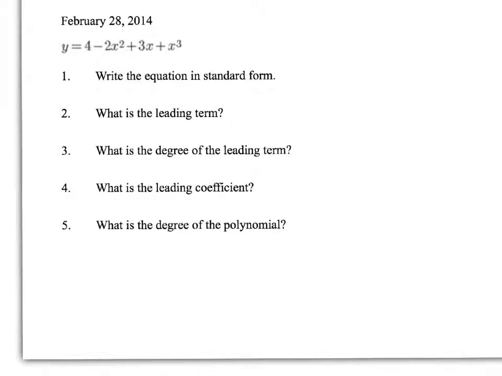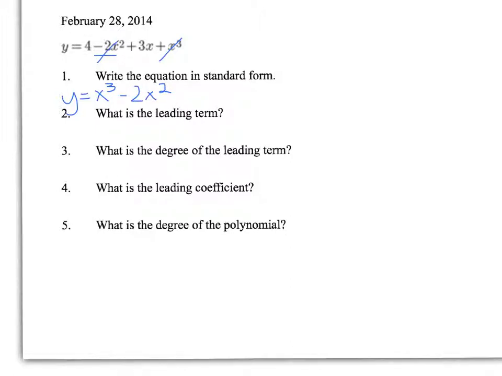Hey there. On your warm-up, the first question was to write the equation in standard form. Standard form means that the exponents go in order from biggest to littlest. So in this case, our biggest exponent is a 3 when we have x cubed. This is going to be y equals. Okay. The next biggest exponent is a 2. We've got negative 2x squared.